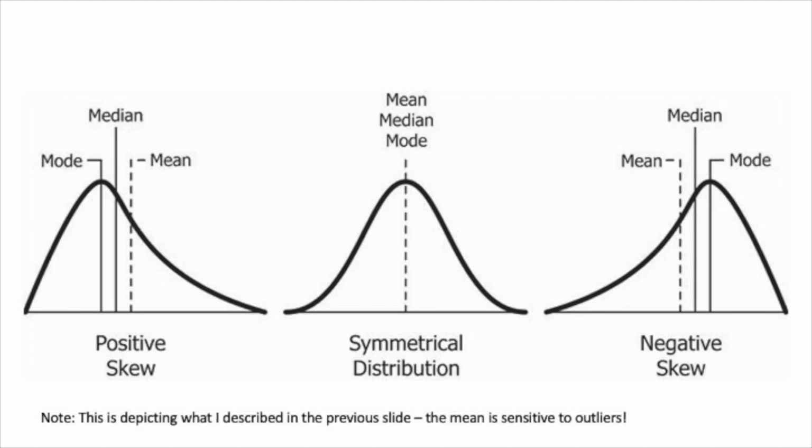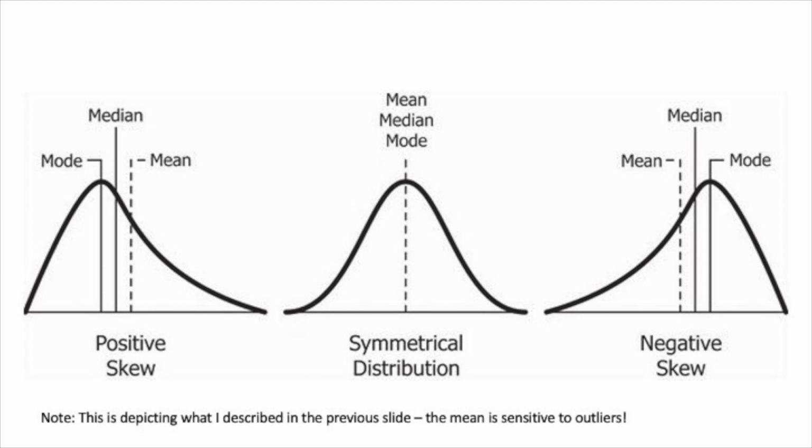So this is another way of demonstrating the point that I made on the previous slide. When we have outliers, or what we might call skewed data, the mean is moving away from the median in the direction of the tail. Okay, so what do I mean by that? Here you see a positive skew, a symmetrical distribution, and a negative skew. In the symmetrical distribution, the mean, the median, and the mode are the same. And this is kind of a perfect scenario. It's pretty uncommon that you have a perfectly symmetrical distribution.